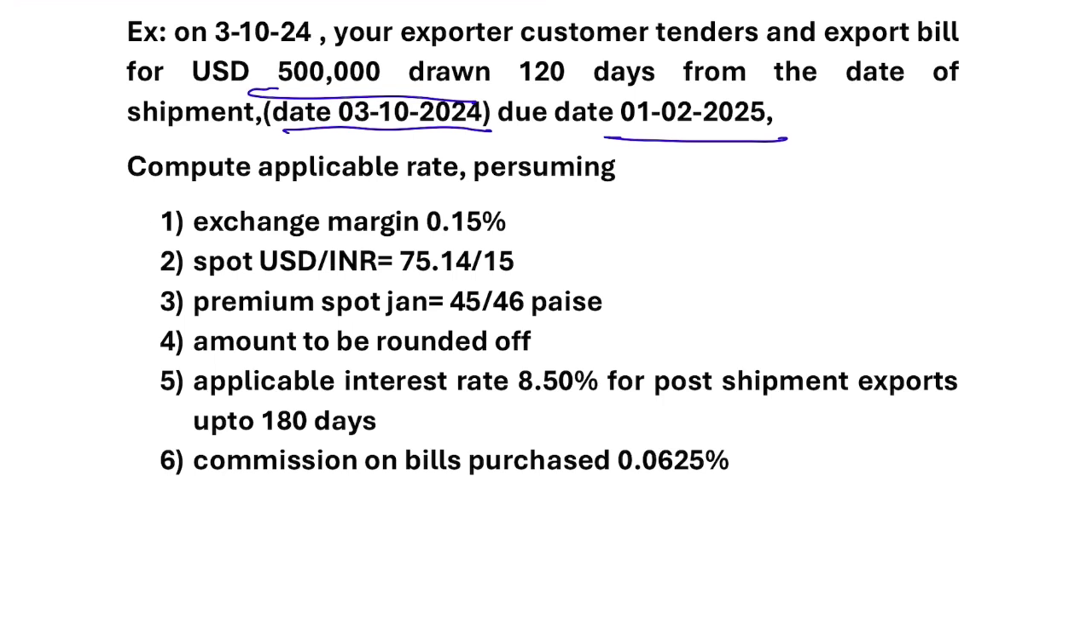Assuming exchange margin 0.15%. Okay, spot rate he has given. Okay, premium also he has given. Directly he has given. They have not given any other amounts. Okay, amount to be rounded off. Okay, applicable interest rate 8.5. He has also given the post shipment export finance. He has already financing. That is also up to 180 days. Commission. Okay, what is the rate he has given? 75.14. If in the sums they have given US dollar, what rate will we consider?